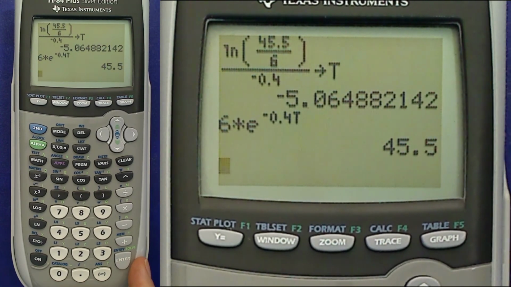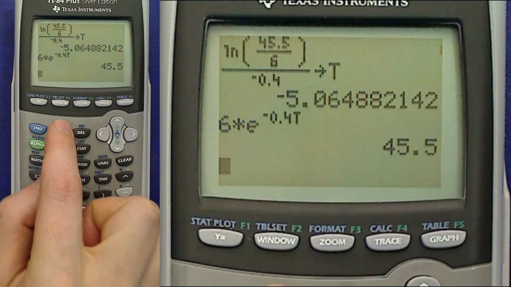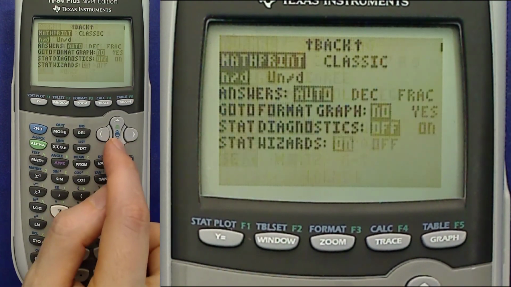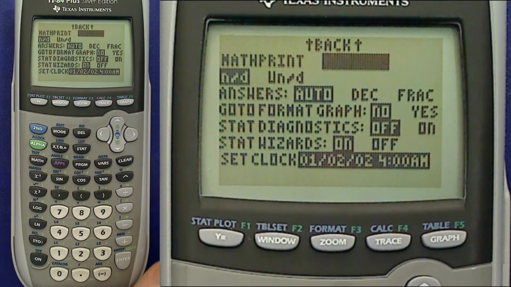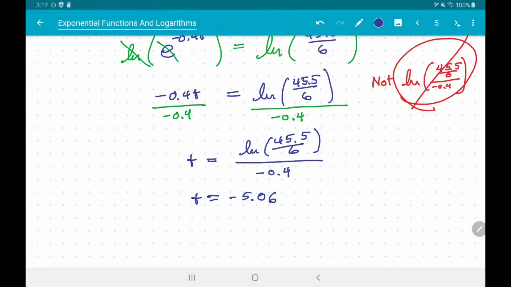So far so good. Just because I know some students have calculators that only do left to right notation, I'm going to convert this calculator back to classic mode, as it's called, and type in this result again. So let me first of all show you my written work here. I need to divide the result of ln of 45.5 over 6, and you divide that whole thing by negative 0.4.